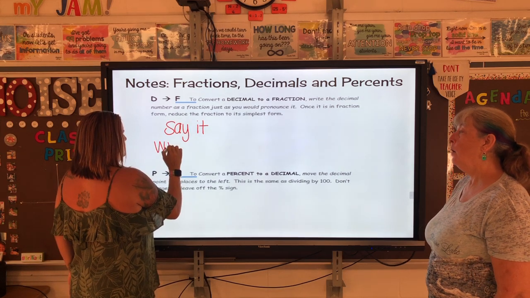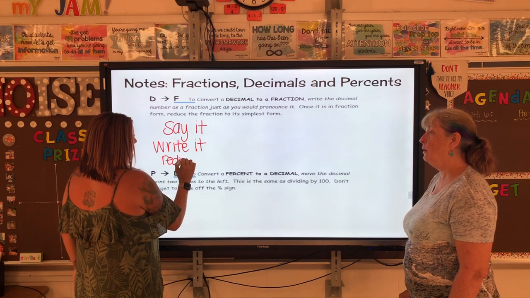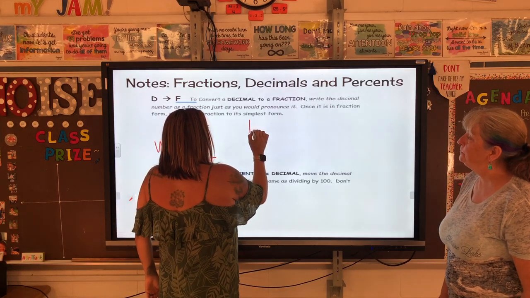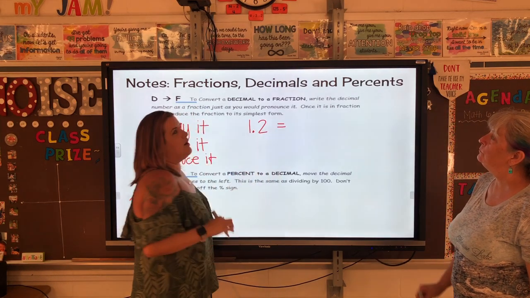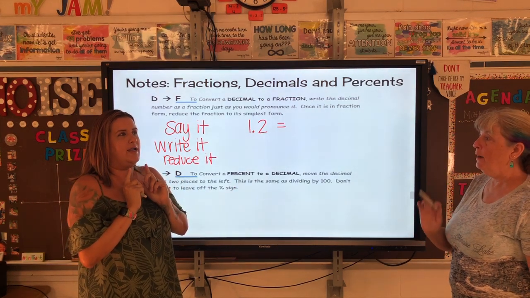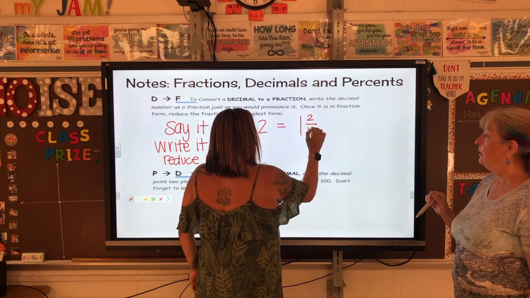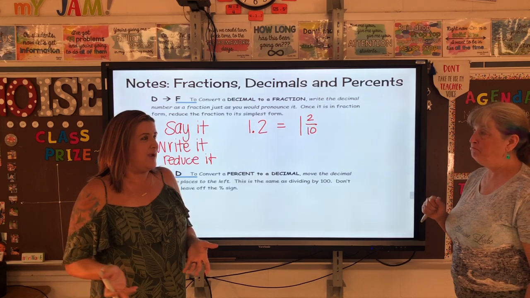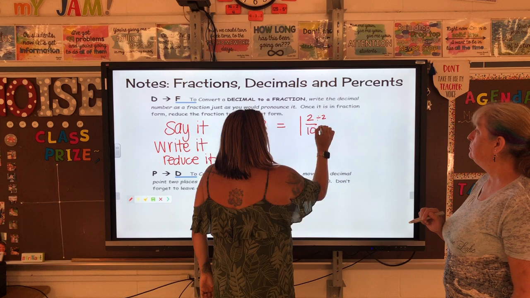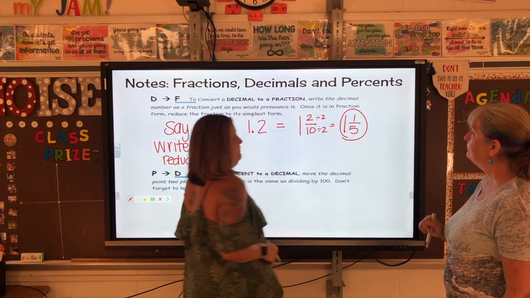So when I want to go decimal to fraction, I'm going to say it mathematically. I'm going to write it the way I say it, and then I'm going to reduce or simplify it. So you say it, write it, reduce it. If I have this number, I'm going to start by, in my mind, saying it mathematically. I'm not going to say 1.2, but I'm going to say 1 and 2 tenths. Okay, so 1 and 2 over 10. That's what that means, right? Now I have to simplify the fraction. So 2 and 10 are both even, which makes them divisible by 2. So that's really 1 and 1/5. Gotcha.